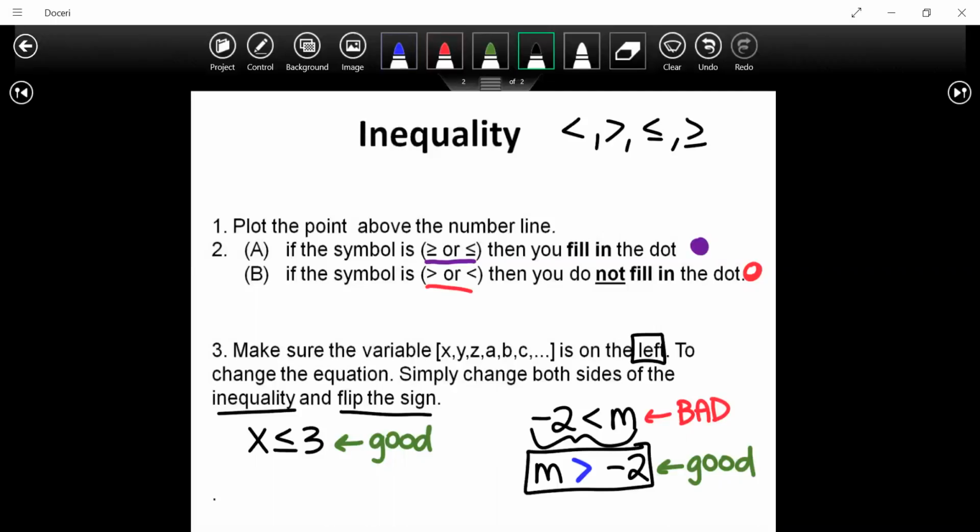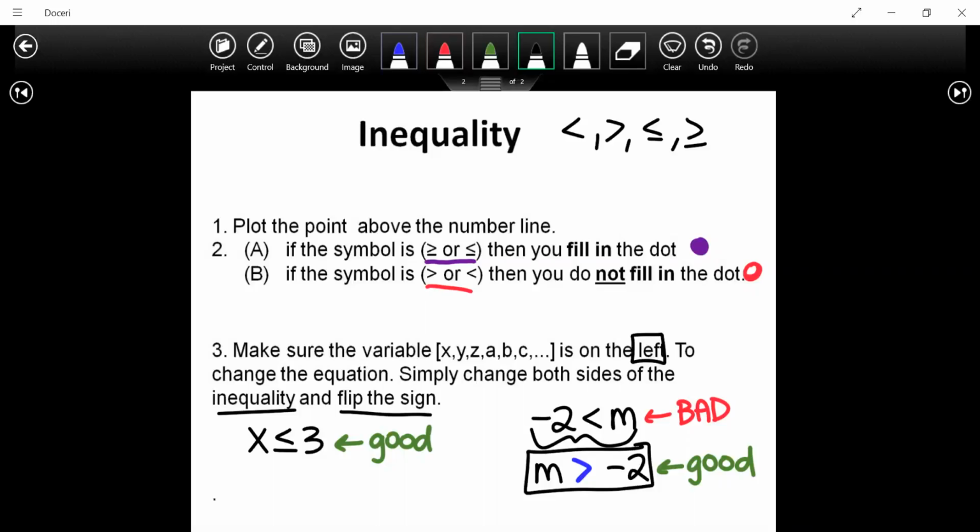Again, just starting here, we're talking about inequalities. They're symbols that represent less than, greater than, greater than or equal to, or less than or equal to. We're going to plot the point above the line. If the symbol is greater than or equal to or less than or equal to, we fill it in. If it is strictly greater than or less than, we don't fill it in. We just put a small dot or a circle.